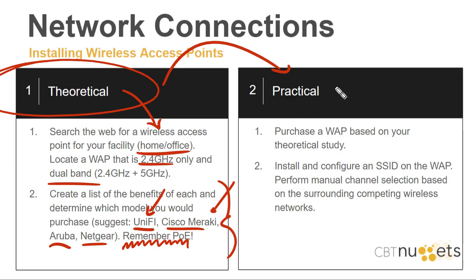Then I want you to do it. Purchase the WAP, install it, and set it up. Configure an SSID and perform manual channel selection after you examine what other competing wireless networks are in the area.